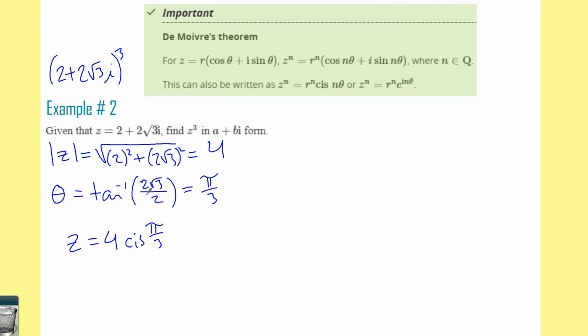Now De Moivre's theorem says if we're going to raise z to a power, we also raise the modulus to the same power. So if we're going to do z cubed, then we do 4 cubed, and then we multiply by the angle. Since we raised it to the third power, we're going to do 3 times pi over 3.